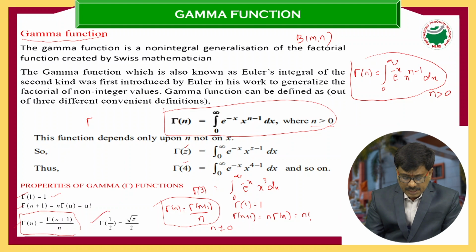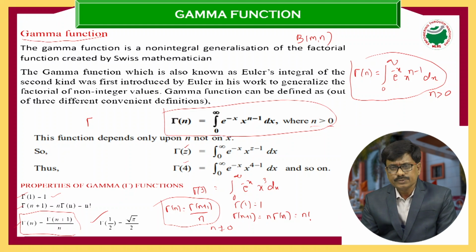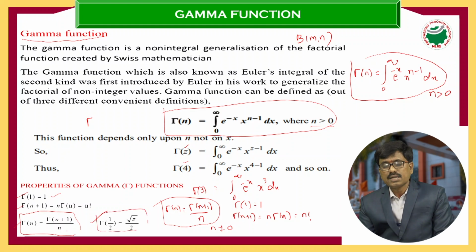And one more property, which is called gamma of 1 by 2. If you want to prove this result, use the beta function, put n equal to 1 by 2 and m equal to 1 by 2, and based on that relation we can calculate gamma of 1 by 2. What is gamma of 1 by 2? Root pi. Okay, these are the basic properties of the gamma function.